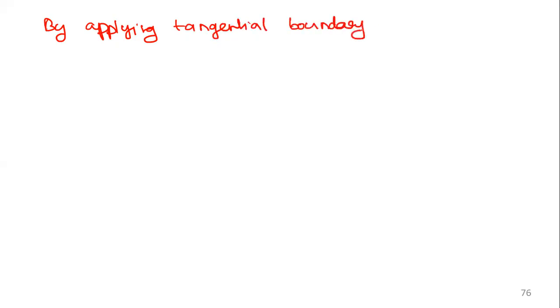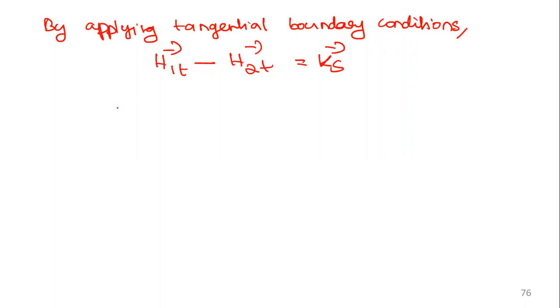Okay, now we will go for the tangential component by applying tangential boundary conditions. By applying the tangential boundary conditions, what do you get? H1t minus H2t is equal to Ks. So you already derived it, and you must have seen the question. Ks is already given. B1t by mu1 minus B2t by mu2 is equal to Ks.